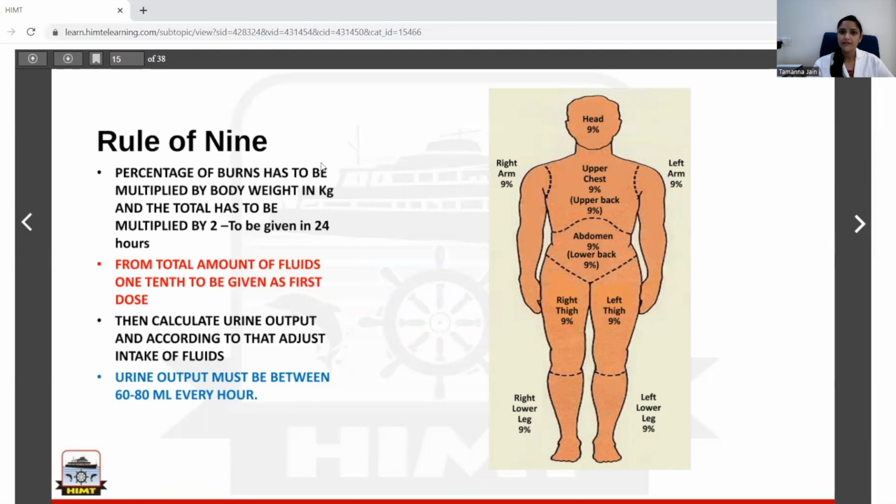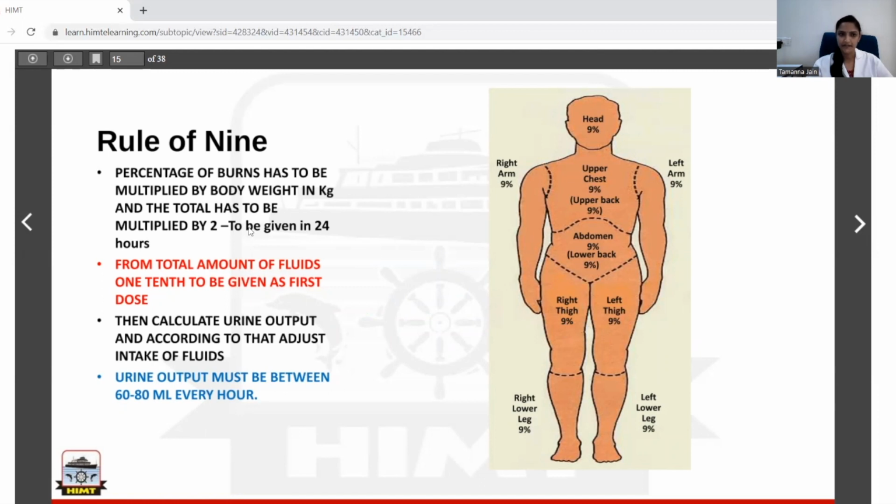To give IV drips, approximately we have to check the casualty's weight and percentage of burn. You can see this picture, which is clearly given. If the casualty's front surface of head and neck is burnt, percentage would be 9%. Similarly, chest, 9%. Upper back, 9%. Likewise, legs, arms, all are 9%. Genital area is 1%. So depending on the percentage of burn, we will start giving drips.